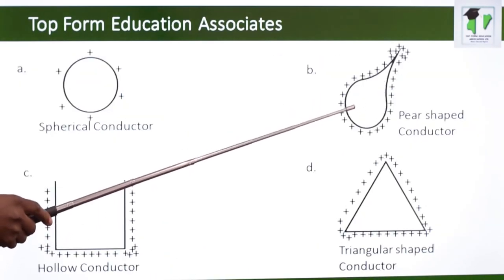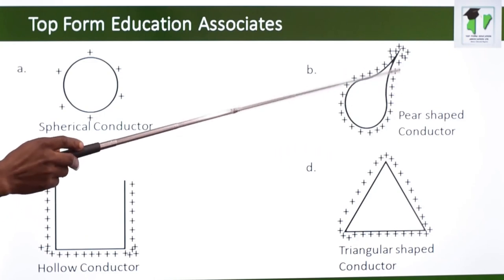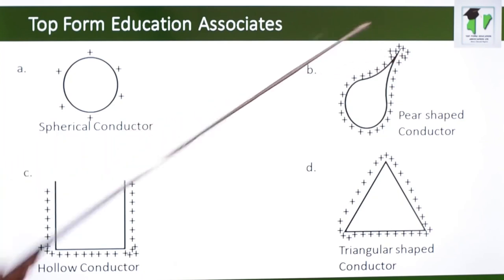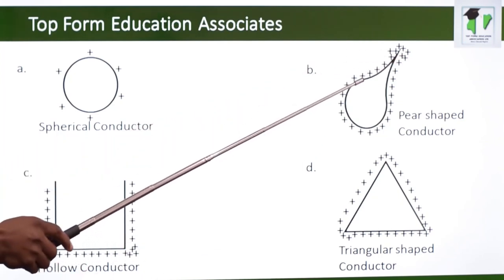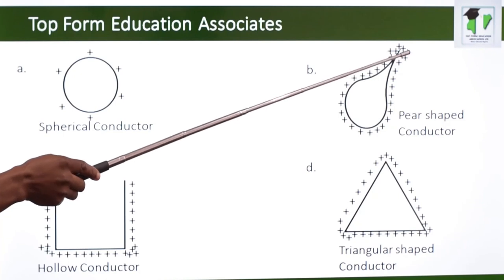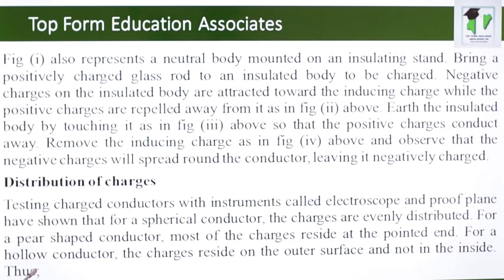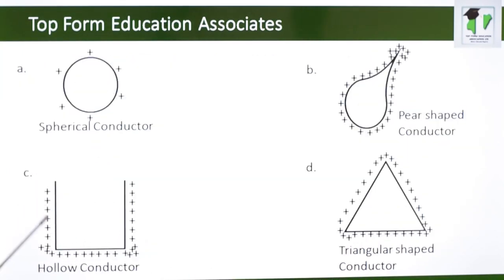For a pear-shaped conductor, most of the charges reside at the pointed ends. Look at the pear-shaped conductor. Most of the charges are concentrated at the sharp points. It is not evenly distributed here, but much more concentrated at the pointed ends. For a hollow conductor, the charges reside on the outer surface and not on the inside. This is a hollow conductor. You have the charges spread on the outside of the material.